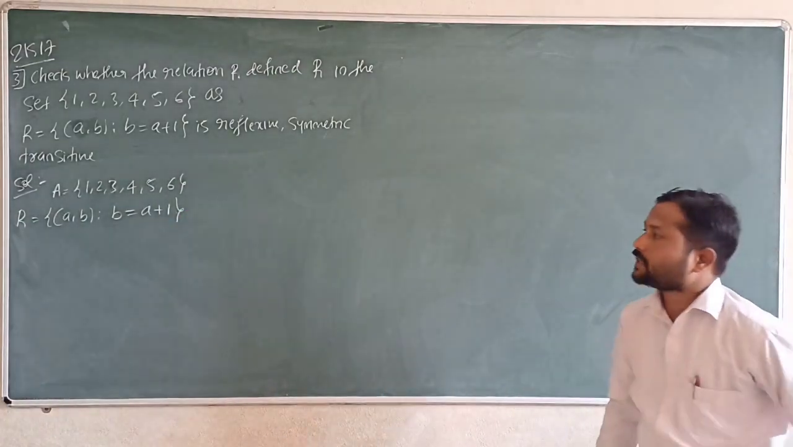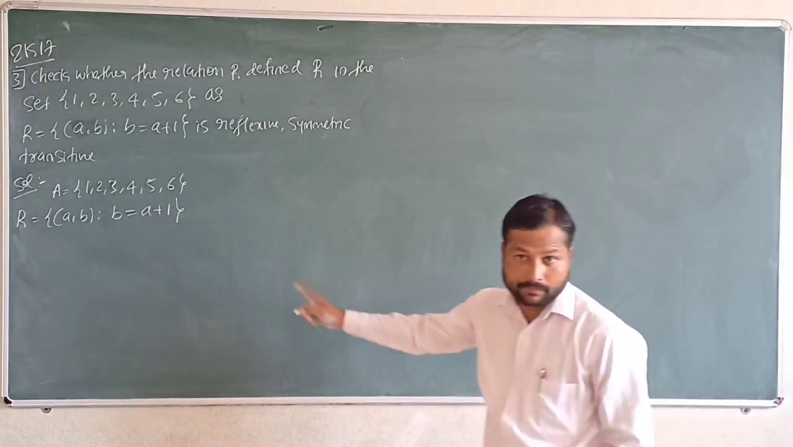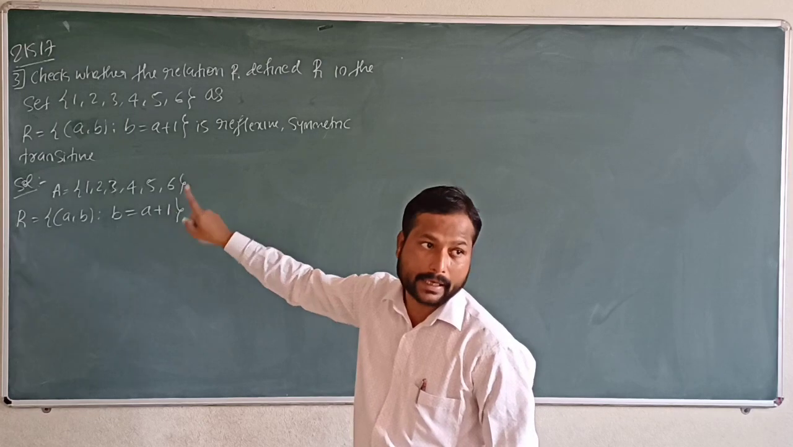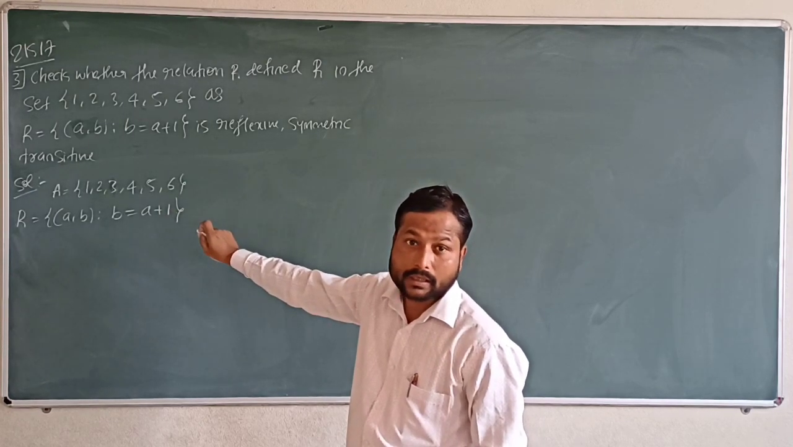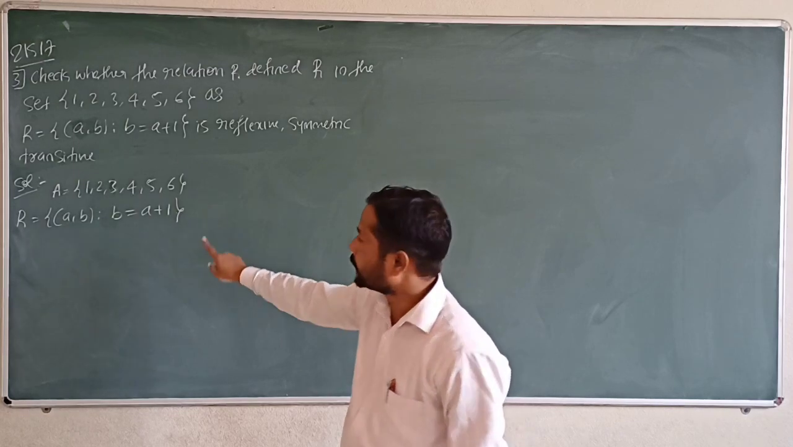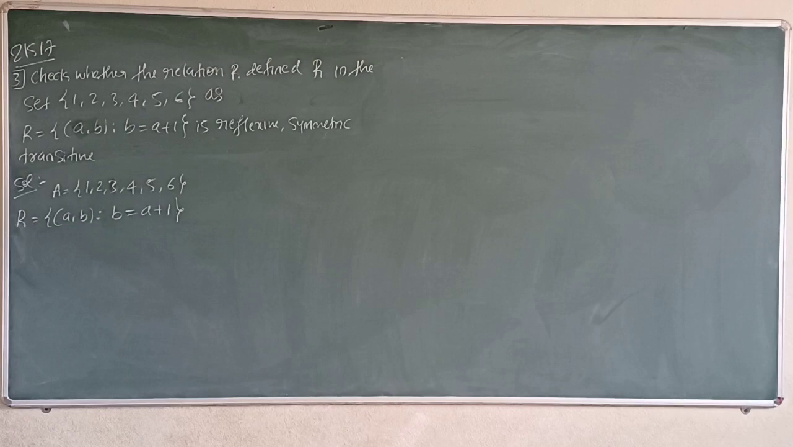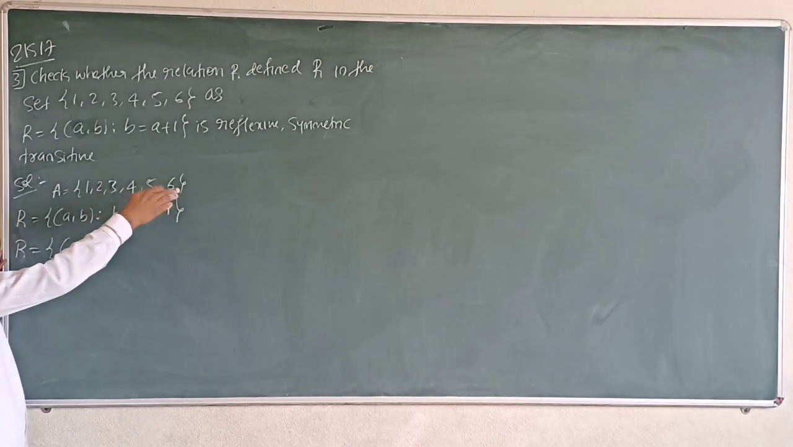The given set A is 1, 2, 3, 4, 5, 6. The relation is on set A, meaning A cross A has 36 ordered pairs. The relation is (a, b) such that b equals a plus 1. Write down the relation in roster form first. What are the values of a here? 1, 2, 3, 4, 5, 6.